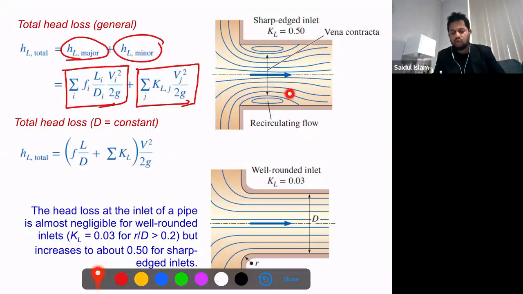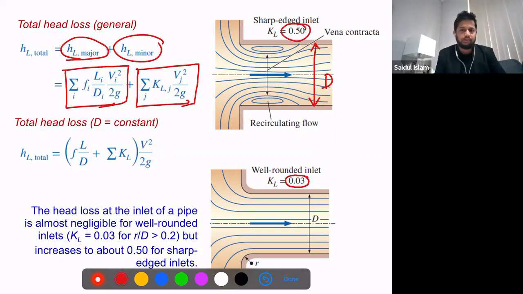Now, look at these two figures. Can you see any difference between these two figures, guys? You see, this is the pipe inlet, and this is the pipe. The same diameter D, and this diameter here is the same. We can see this is the center line, this is the center line. Look, the fluid streamline looks quite similar. It's almost the same. But for this case, the loss coefficient is nearly 0.03 and it is 0.5. How many times higher is that?